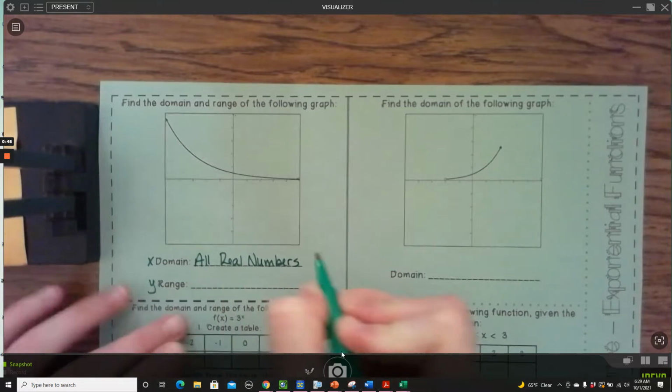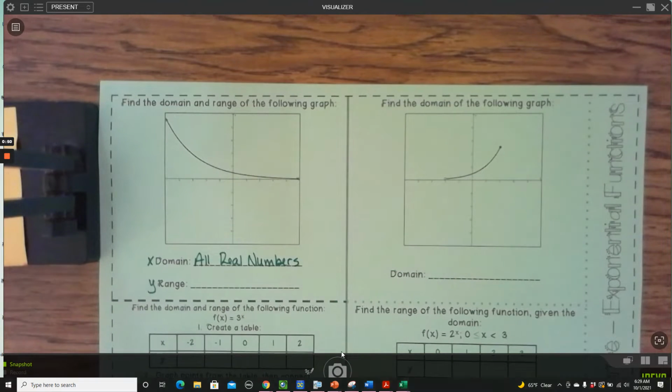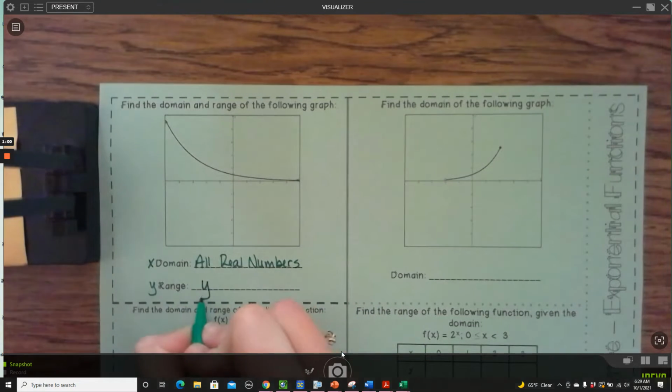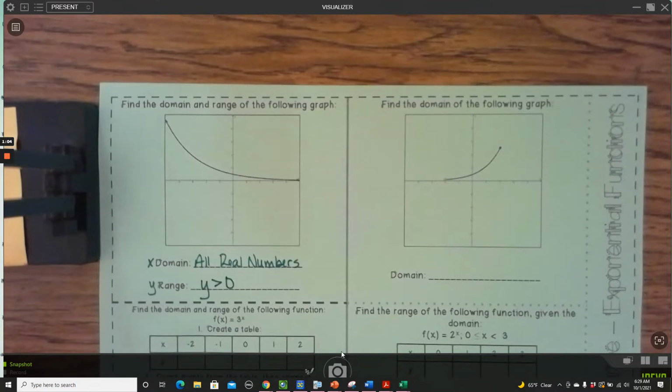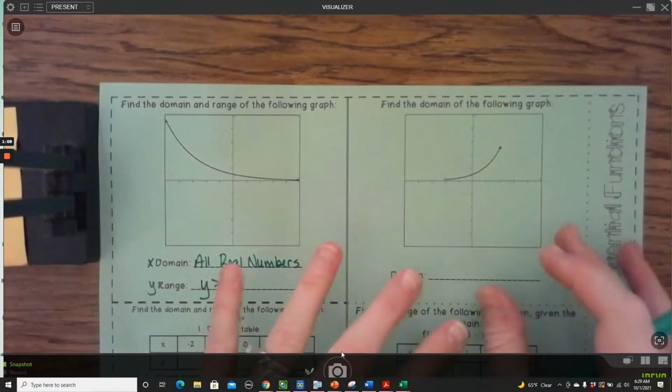This is that exponential function we saw in the last video that was decreasing. Remember with these, y is never going to get below 0. So your range, y, is always going to be greater than 0, not greater than or equal to. It will always be greater than 0.